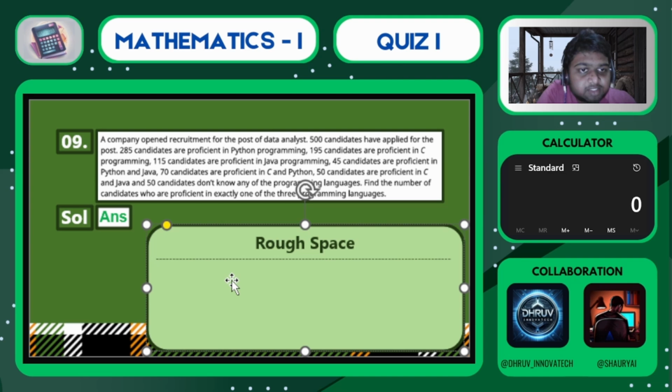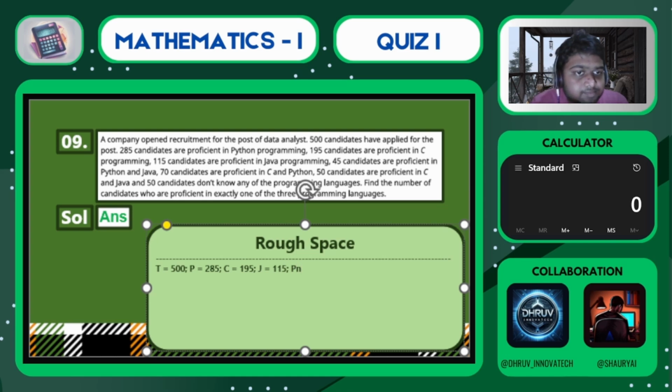it's a problem of sets and functions. Sets. So the total is equal to 500. Then Python is 285. C is 115. And Java is equal to 115 and C is 190.